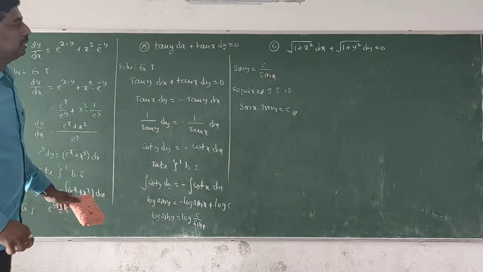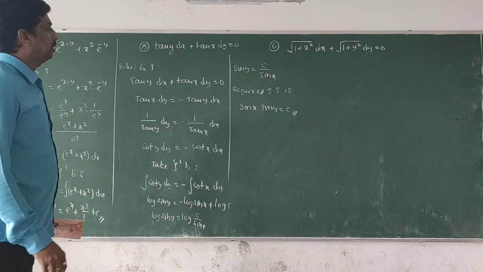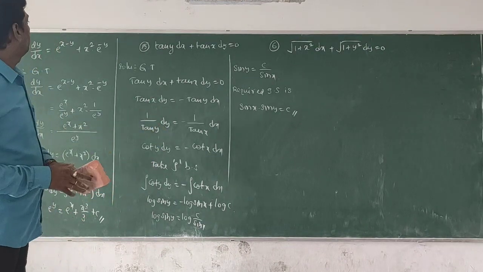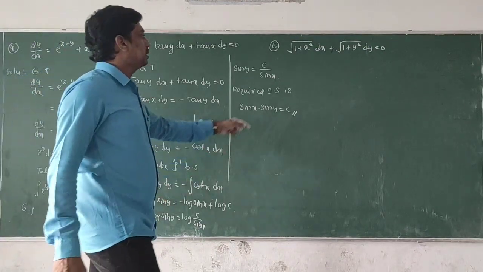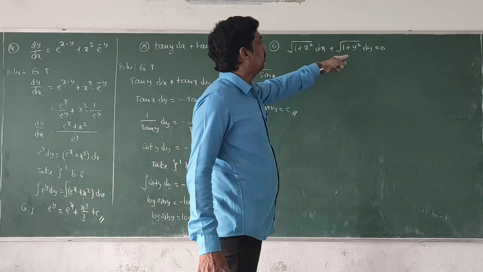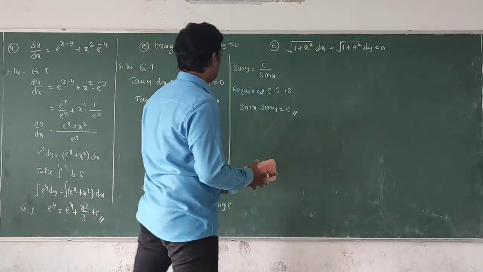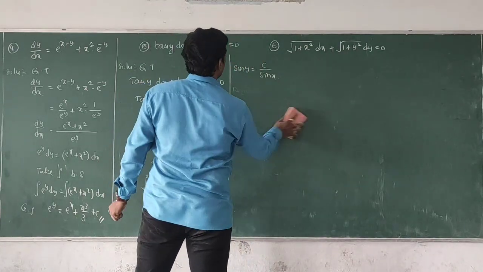Okay, very simple method to solve this one. Clear? Right. Write down this one. Next, the sixth one. Square root of 1 plus x square into dx plus square root of 1 plus y square into dy equals 0. We need to solve this one.